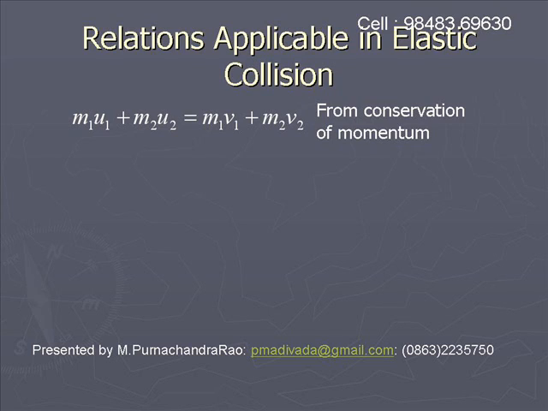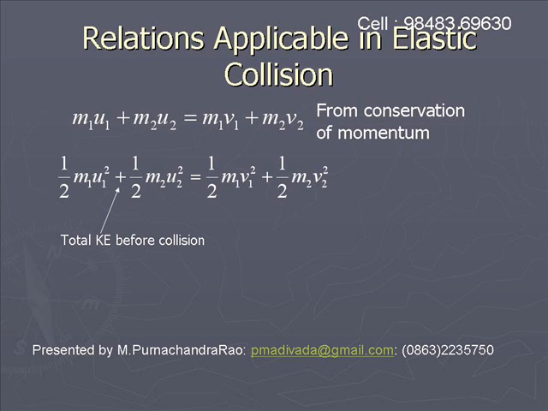This relation gives conservation of momentum. Then the conservation law of kinetic energy: the total kinetic energy before collision is equal to the total kinetic energy after collision. Half m1 u1 squared plus half m2 u2 squared is the total kinetic energy before collision. The total kinetic energy after collision is half m1 v1 squared plus half m2 v2 squared. So the total energy is conserved.